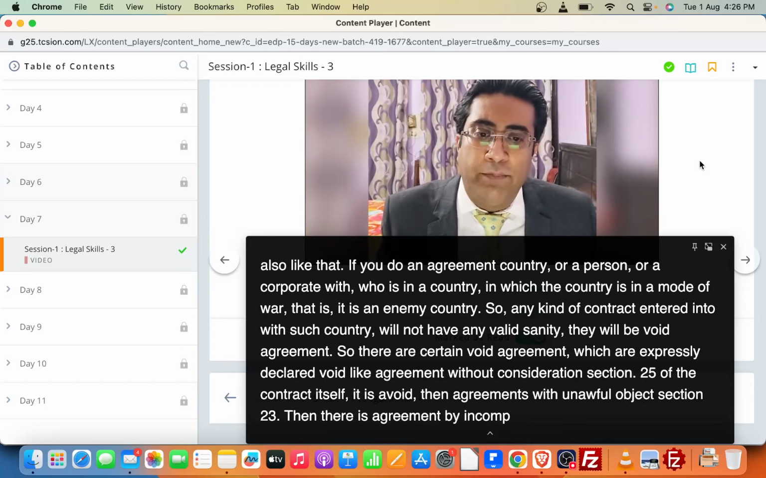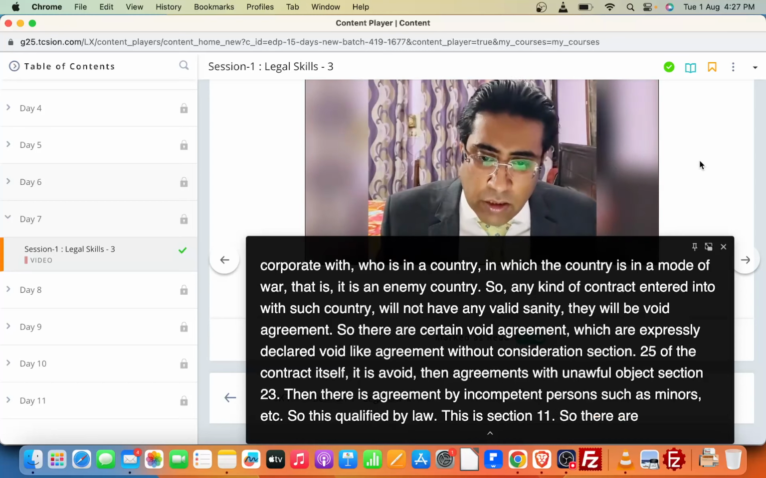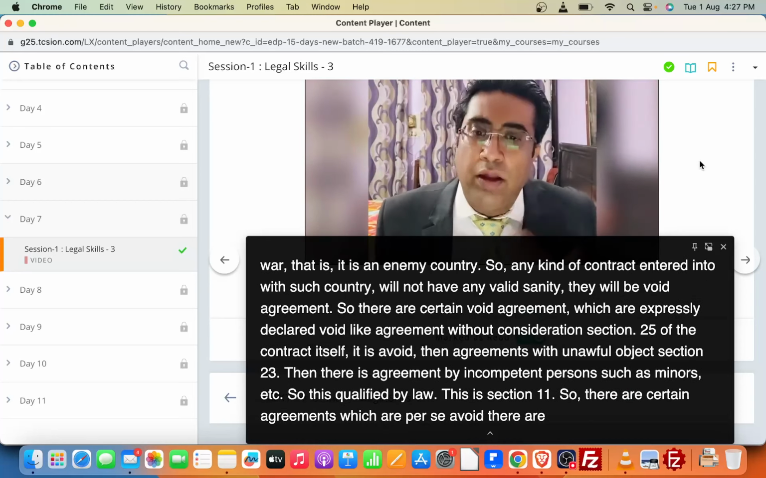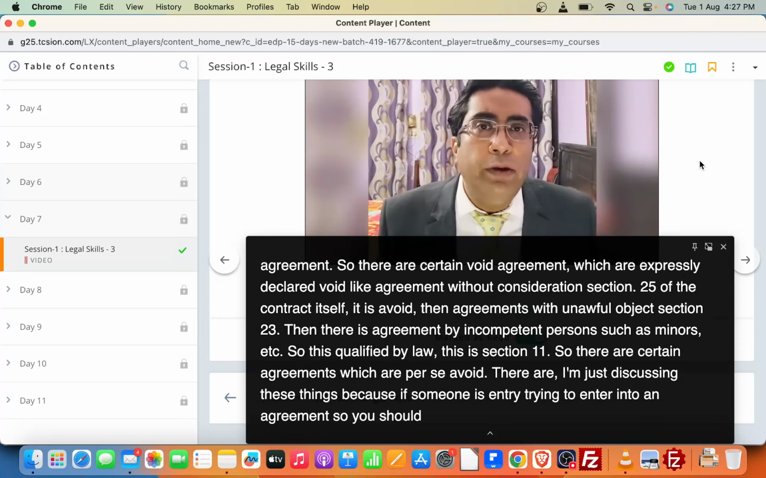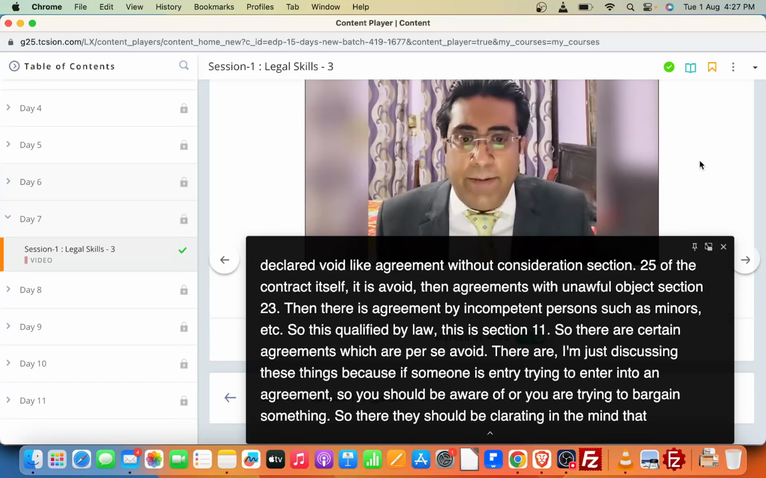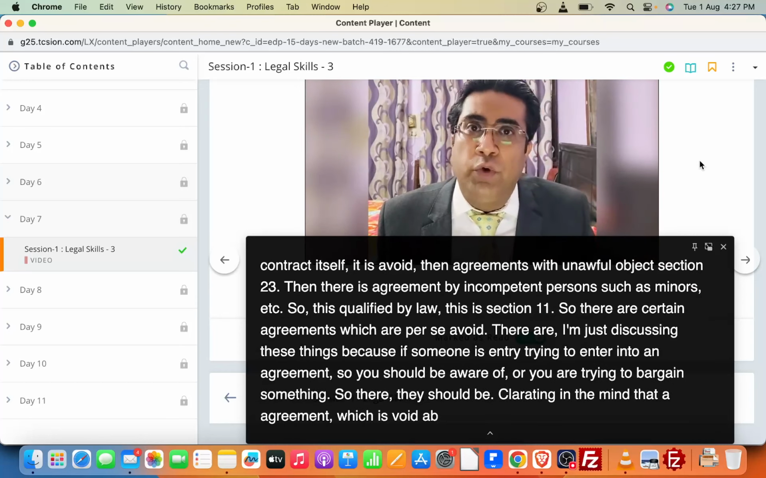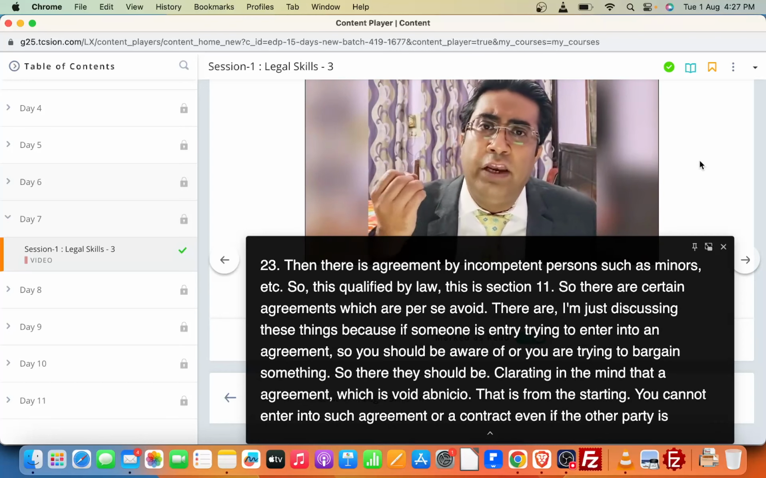Then there is agreement by incompetent persons such as minors, etc. So disqualified by law, this is section 11. So there are certain agreements which are per se void. I am just discussing these things because if someone is trying to enter into an agreement, you should be aware of it, or if you are trying to bargain something, there should be clarity in the mind that an agreement which is void ab initio, that is from the starting, you cannot enter into such an agreement or a contract even if the other party is willing to do anything.